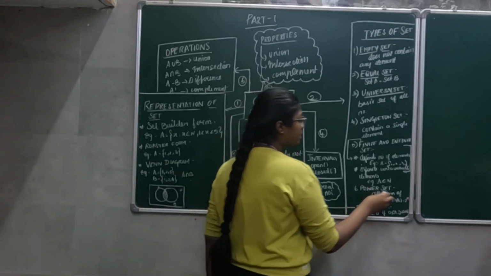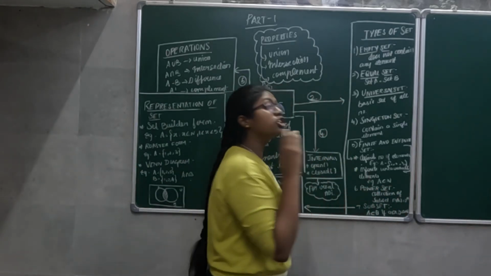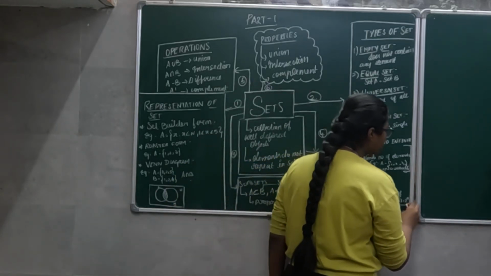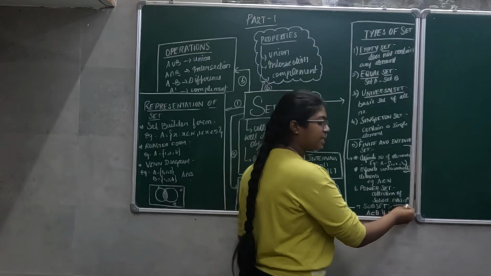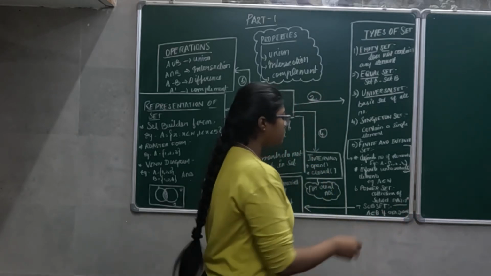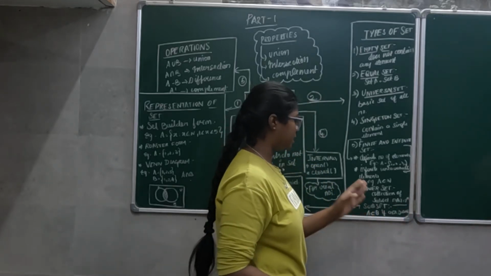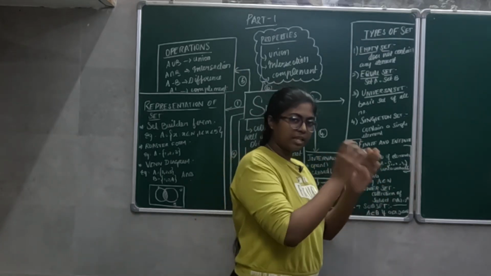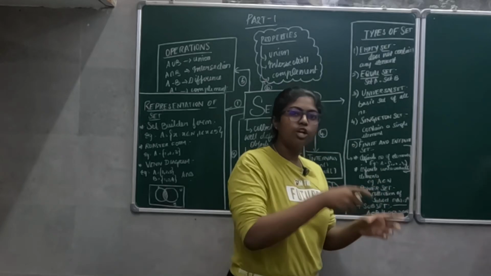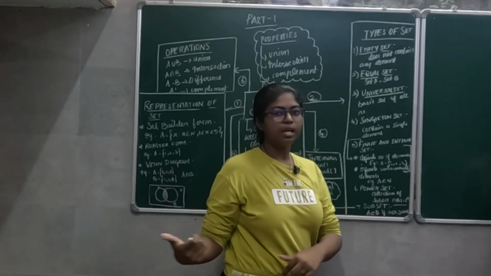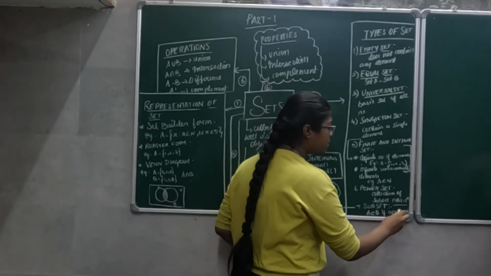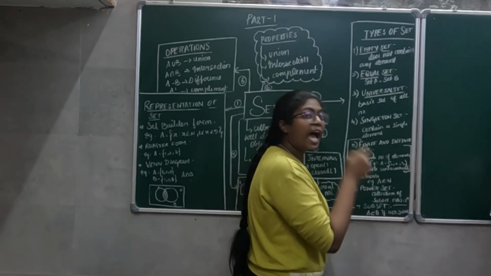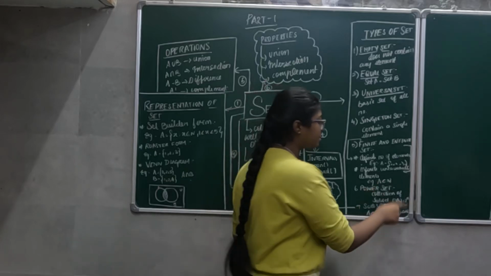Then the power set. The power set is a collection of subsets. The formula for the power set is P of A is equal to 2 power n. Then subset. For example, A is a subset of B means the elements which are in A should also be in B, such that lowercase a belongs to A as well as B. So that is a subset.